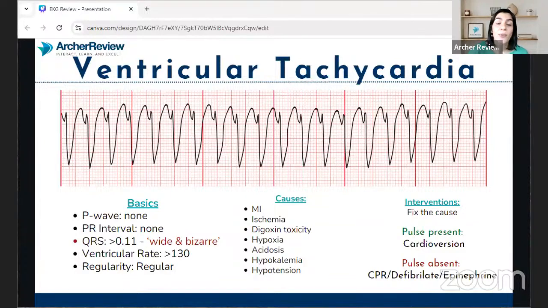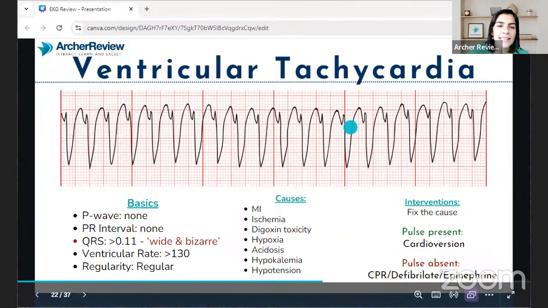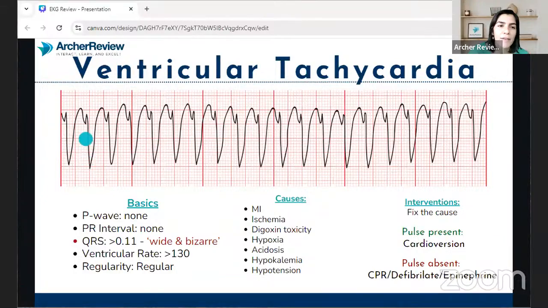That's right. So it's a wide and bizarre QRS complex, right? When you look at this, you're not seeing a P wave for a QRS, you're not seeing a T wave, you're just seeing a bunch of wide and bizarre ventricular rates. The QRS is very wide and bizarre, so it's definitely well over those 3 small boxes. Again, there's no P wave, so there's no PR interval, and that rate is going to be really high. So it's going to be a ventricular rate.